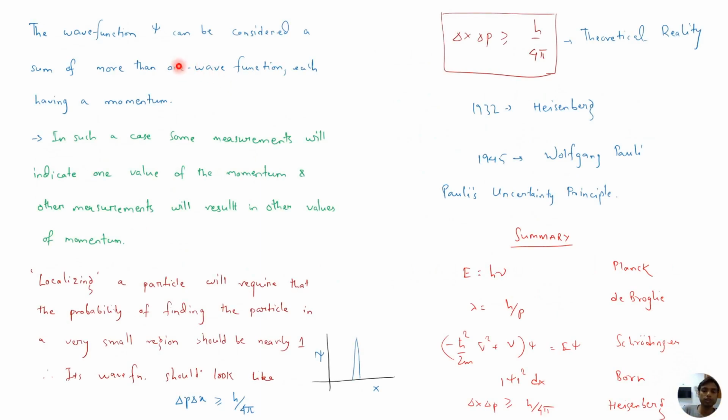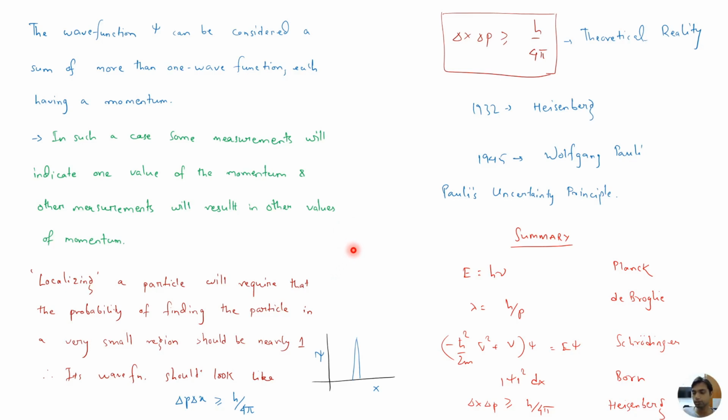So what we can conclude is that the wave function psi can be considered as a sum of more than one wave function, each having a momentum. In such a case, some measurements will indicate one value of the momentum, and other measurements will result in other values of momentum. This principle is also called the superposition principle. What this statement says is that a particular wave function can be the sum of the momentum eigenstates. And all the momentum eigenstates form something called a complete set.